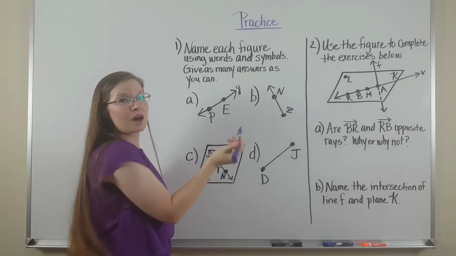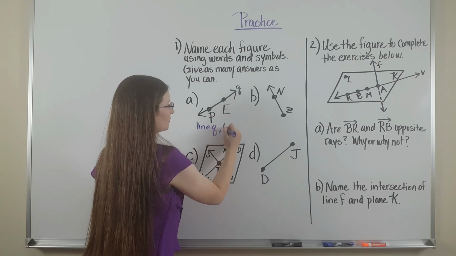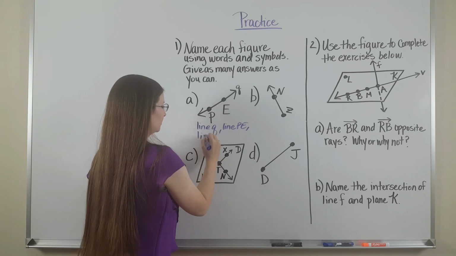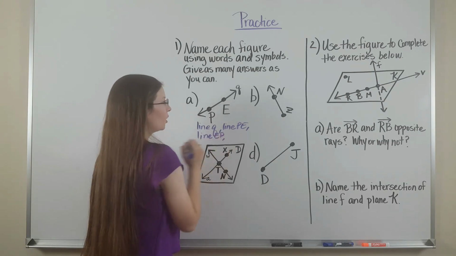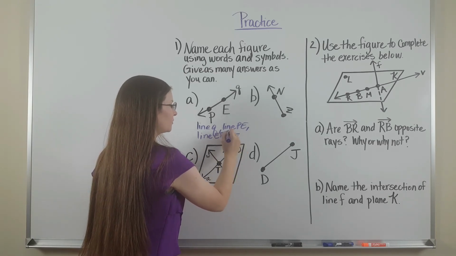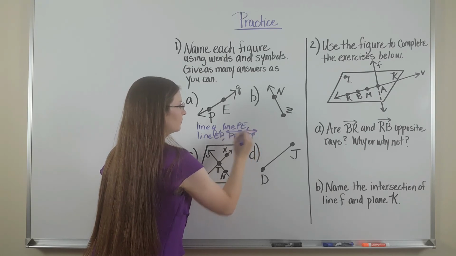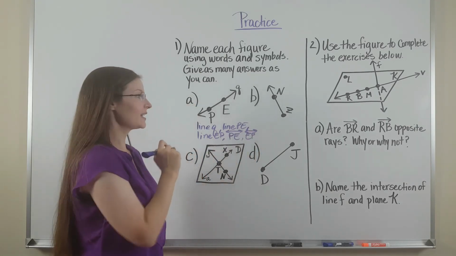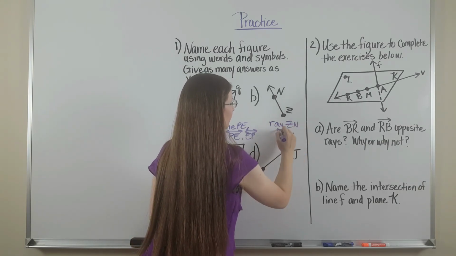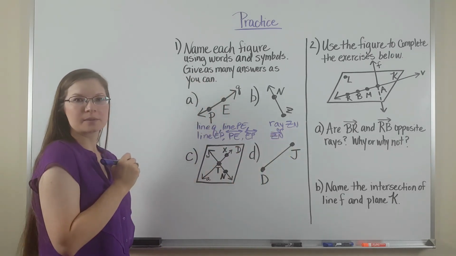Okay, letter A is a line. We call it line Q or line PE or line EP. Or we could name it symbolically PE with the symbol for a line on top, or EP. All right. Letter B is a ray. It's ray ZN. Or symbolically ZN with the symbol for a ray on top.